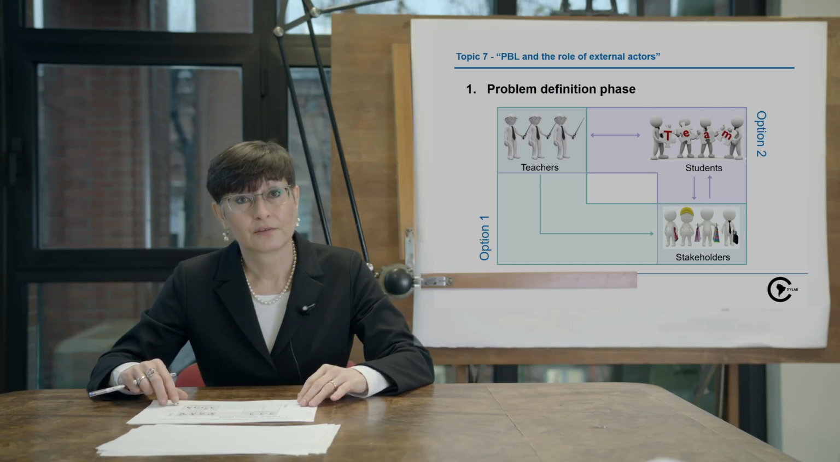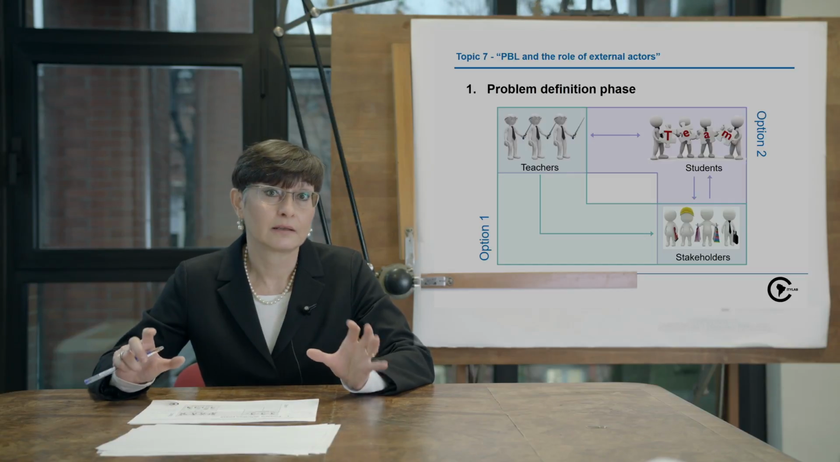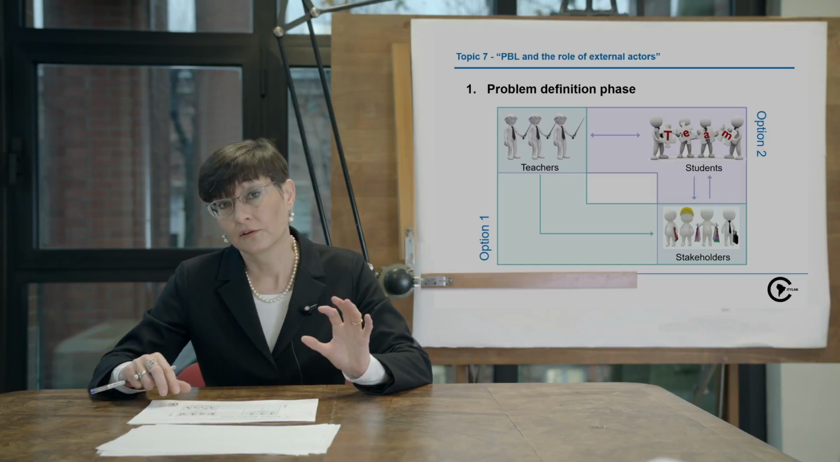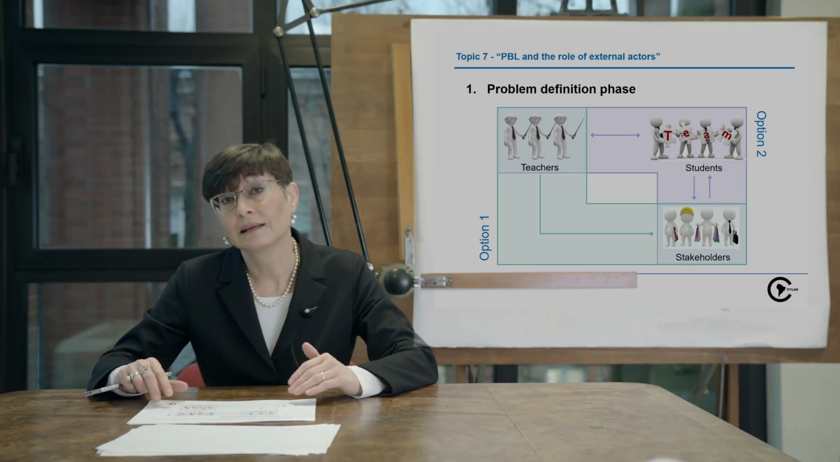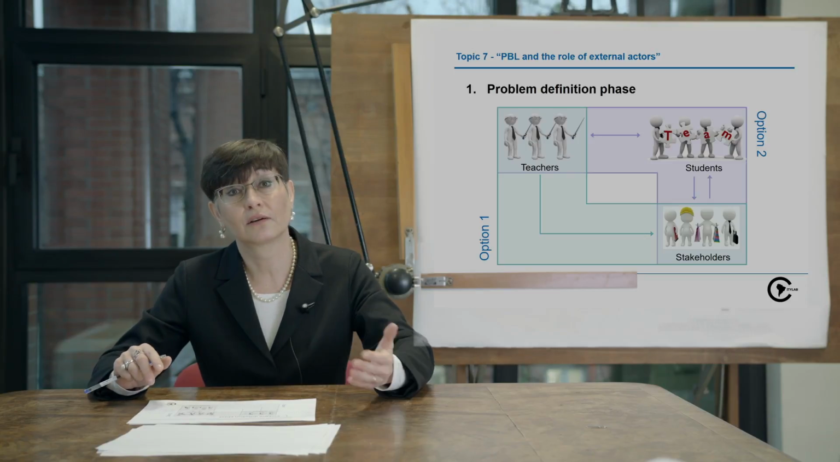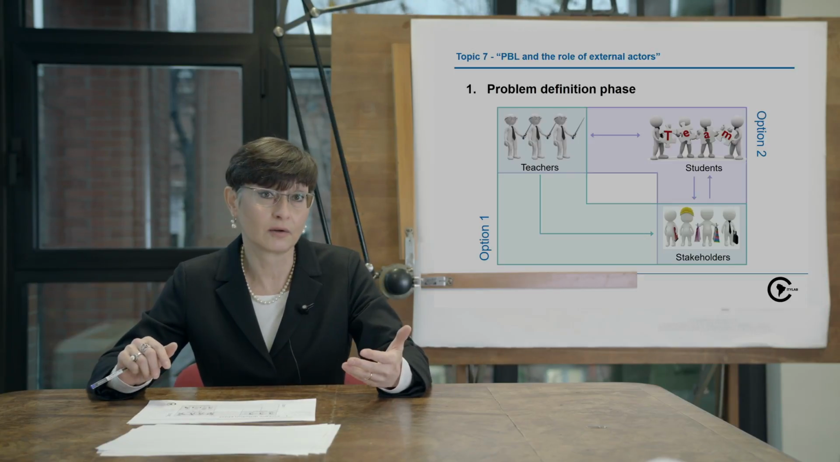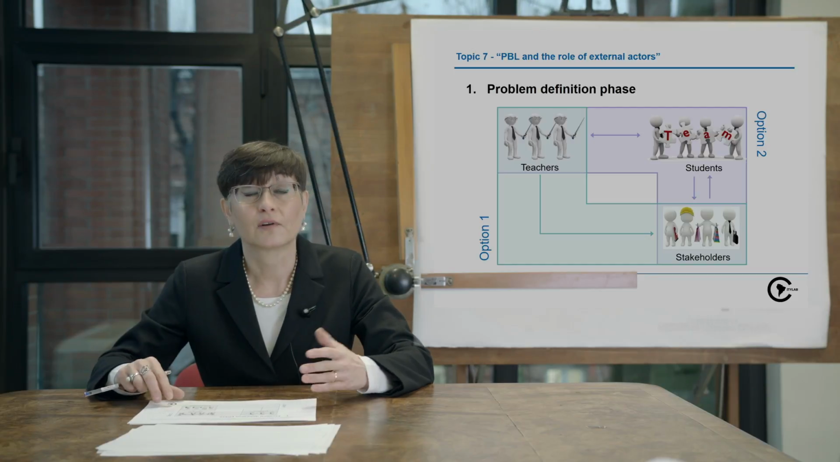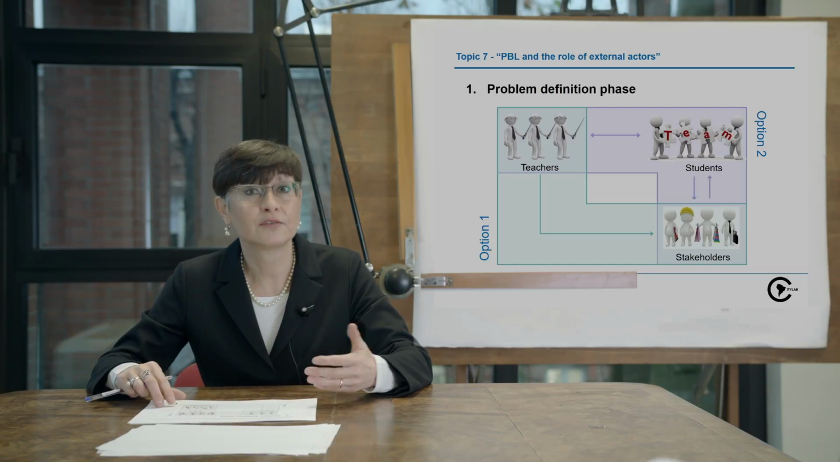The problem definition phase can be managed in two different modalities. The first one is that the teacher stimulates the students to find the stakeholders potentially involved in the project, and then the teacher gets in touch directly with the stakeholders. The second modality is that the students can get in touch directly with the stakeholders involved, for example, asking them for some interviews.